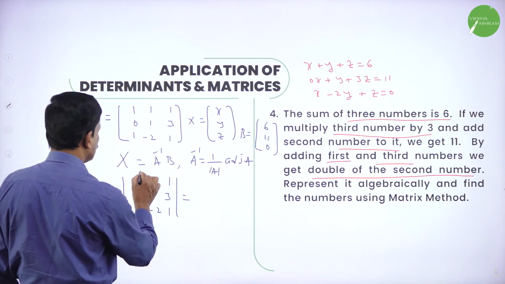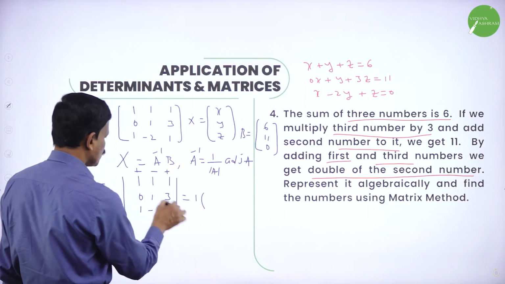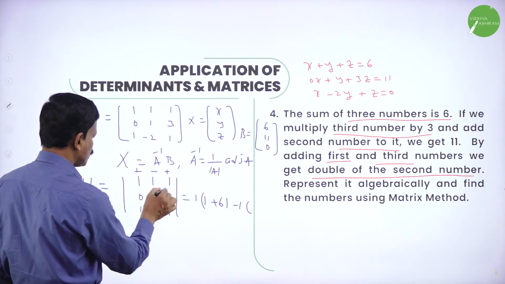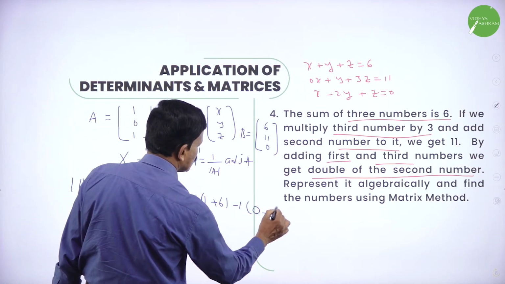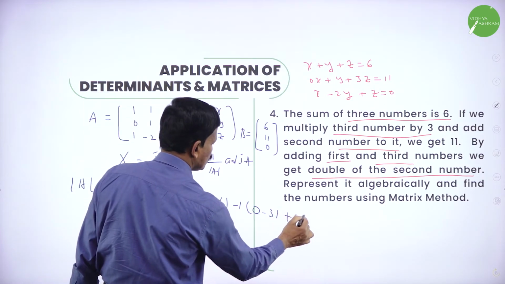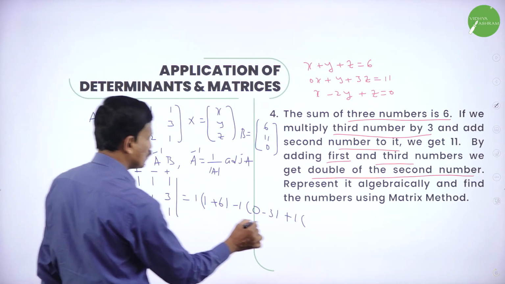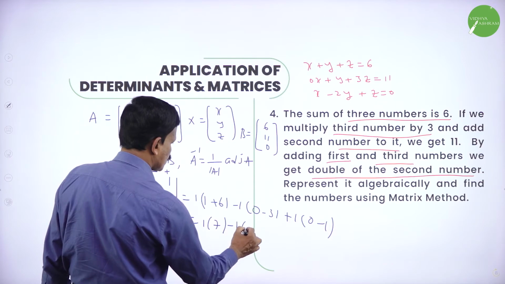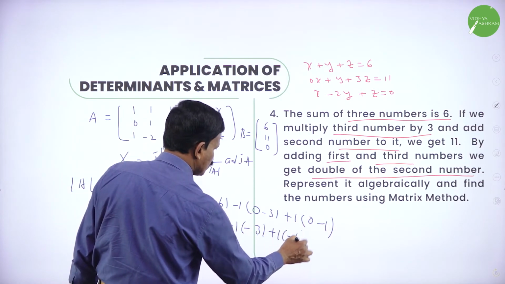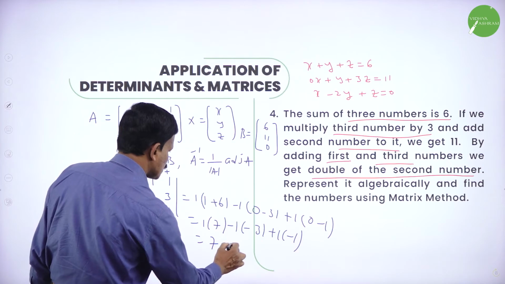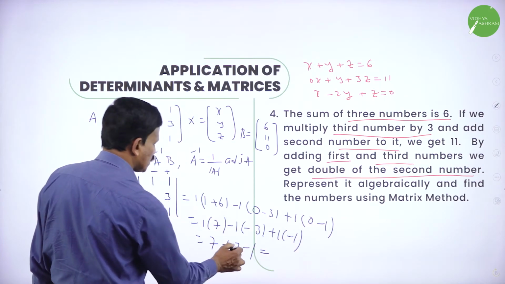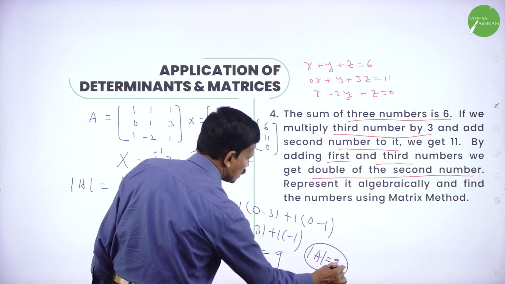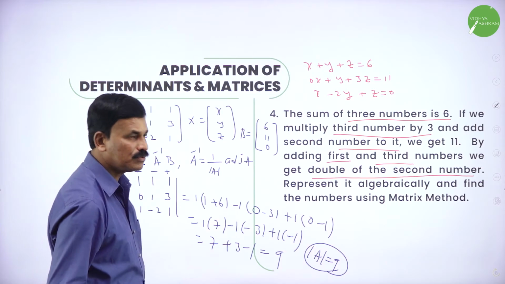So this is equal to plus, minus and plus: 1 into 1 is 1, minus into minus plus 6, that is 7. Minus 1 into, this row and column is gone, 0 minus 3. Again plus 1 into, this row and column is gone, 0 minus 1. So this is equal to 1 into 7 minus 1 into minus 3 plus 1 into minus 1. 7 minus into minus plus 3, minus 1. 7 plus 3 is 10, minus 1 is equal to 9. So, determinant of A is equal to 9.